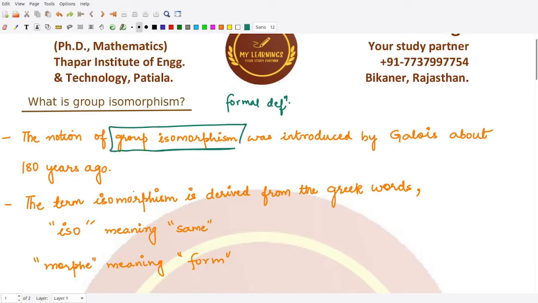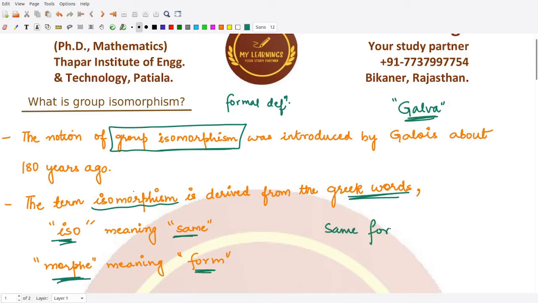It was initially given by the famous mathematician, whose name we pronounce Galois, right. This mathematician Galois, about 180 years ago, gave this notion of group isomorphisms. The term isomorphism is derived from the Greek words iso and morph. Iso means same and morph means form. So the objects which have the same form are known to be isomorphic to each other, right? So this is how we use this term.